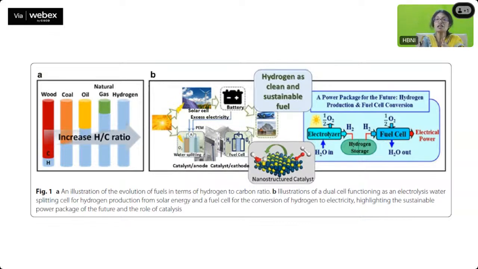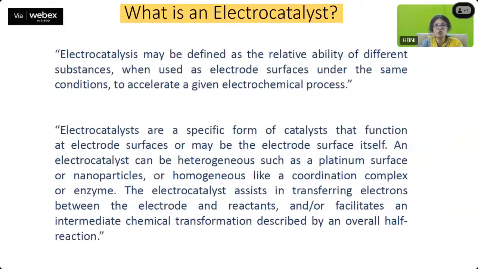And to get into this endless loop, in these different stages, you need different catalysts. And this is how the materials for catalysts are so important for our renewable energy or for a sustainable future. So now we'll talk a little bit about electrocatalysts. So what is an electrocatalyst? Right now we spoke about heterogeneous, homogeneous, different kinds of catalysts. Now we'll talk about what is an electrocatalyst.